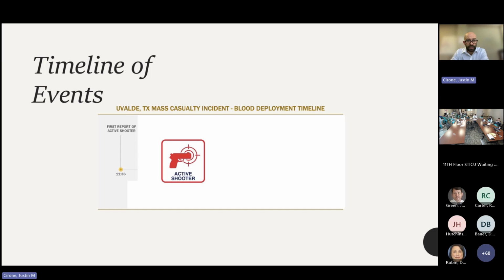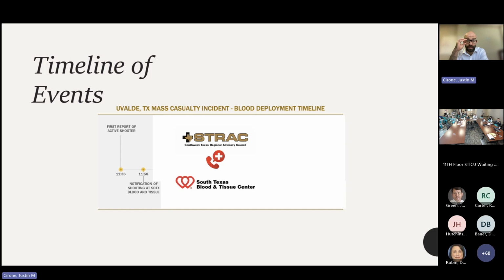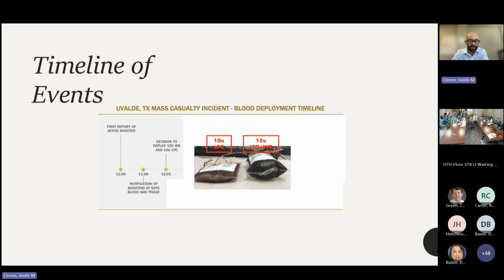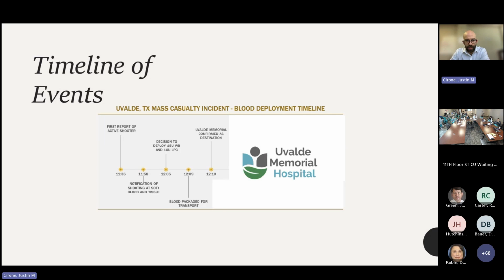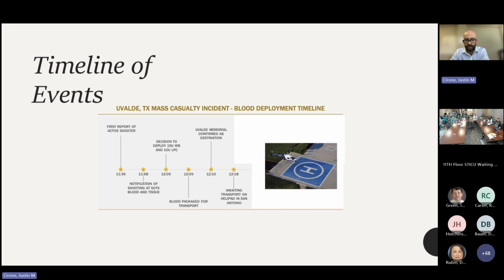So at 11:36 a.m. on that day, there was our first report of an active shooter. About 22 minutes later, the South Texas Blood and Tissue Center was notified that the shooting was indeed confirmed, was legitimate. As soon as that happened, within 7 minutes, there was authorization to have 15 units of whole blood and 10 units of basically packed red blood cells shipped to Uvalde Hospital. 4 minutes later, it was packaged for transport. 1 minute later, Uvalde Memorial was confirmed as the destination. 8 minutes later, the blood was on the helipad.